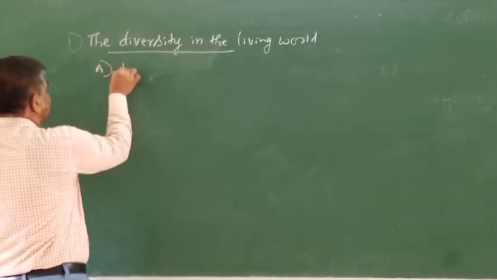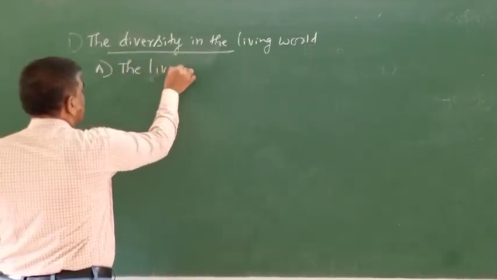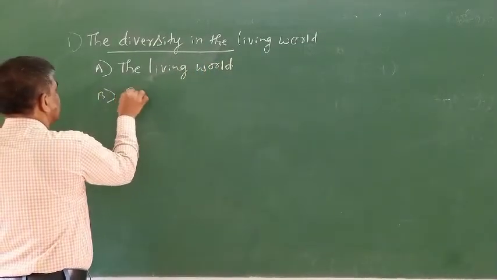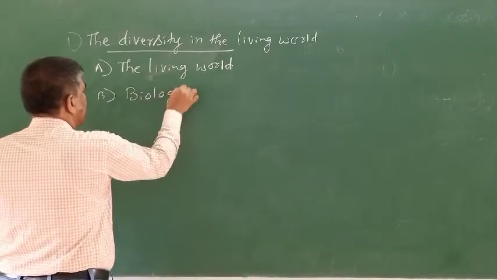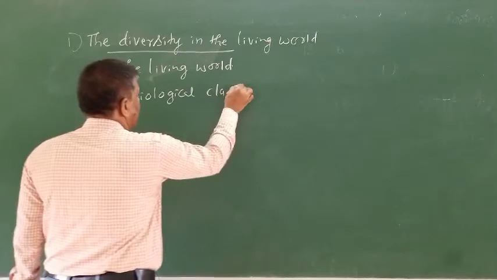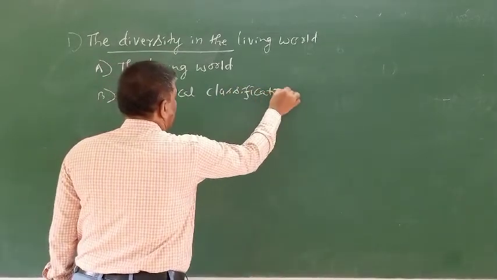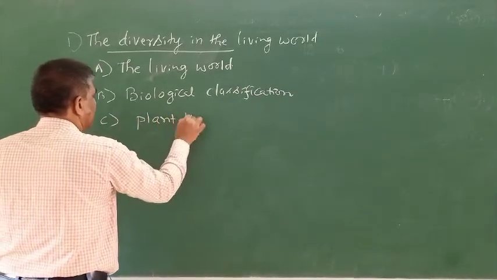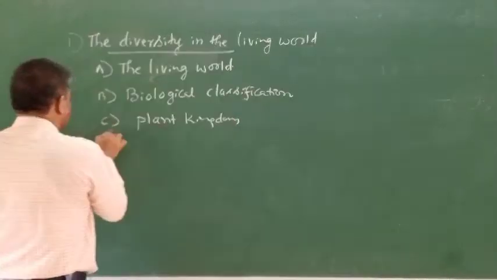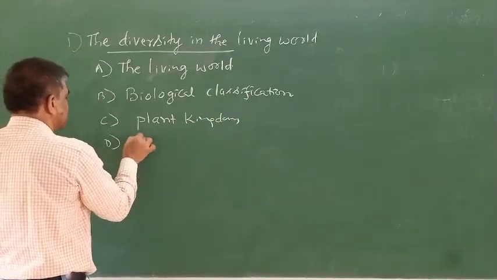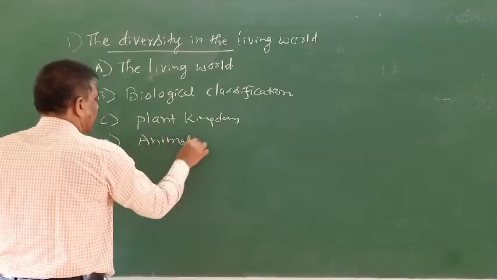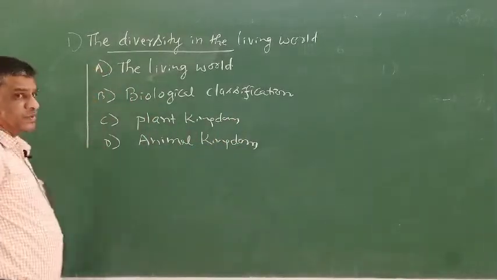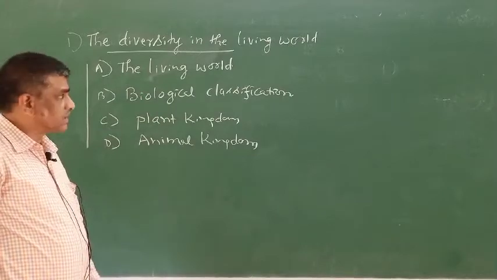One is the living world. Second one is biological classification. Third one is plant kingdom. And the fourth lesson from this unit is animal kingdom. So in this way, from the first unit, you have to study 4 lessons.